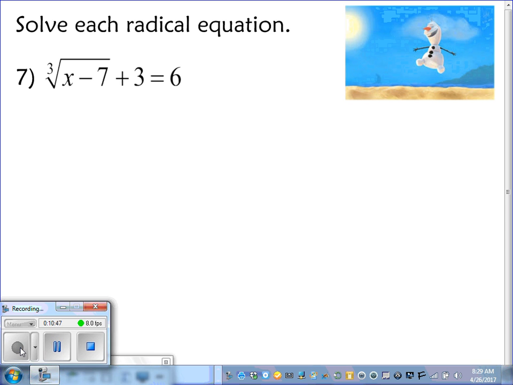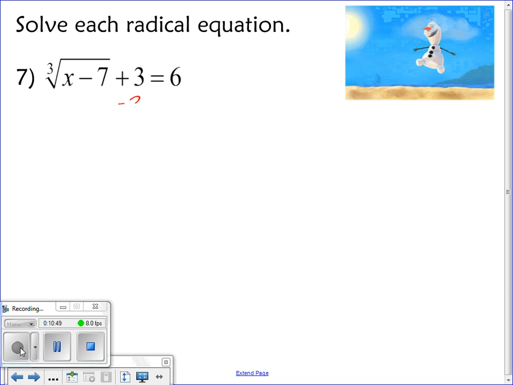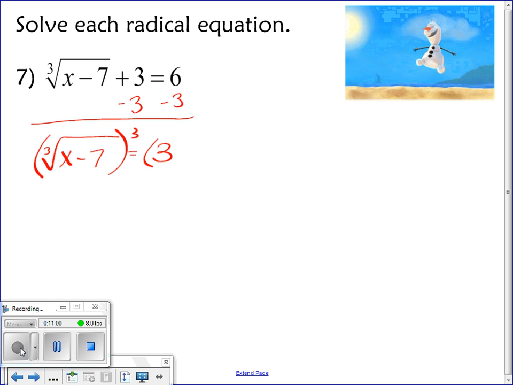All right. What did you do first? Good. Subtract 3. So the cubed root of x minus 7 equals 3. Then what? Good. We'll cube both sides. So x minus 7 equals 3 cubed. Good. That's 27. So x equals 34.